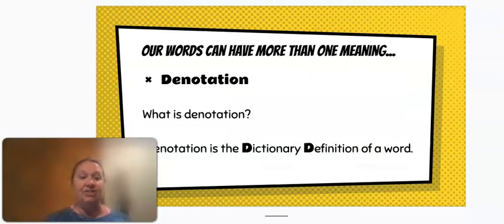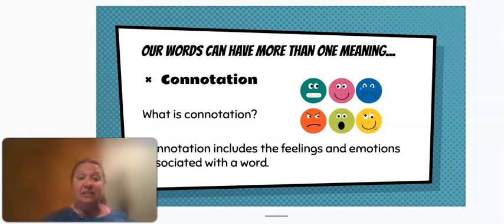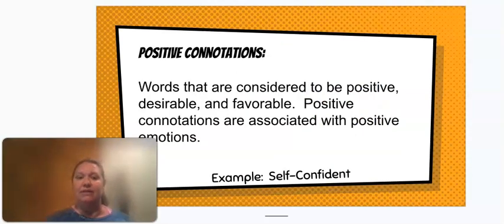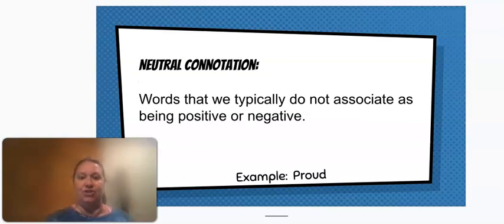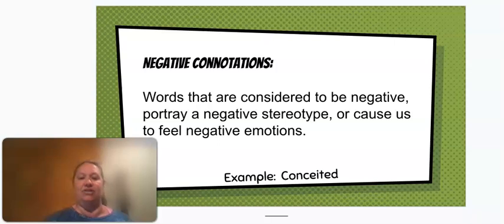Denotation, really easy. Dictionary definition. You look it up in the dictionary, the words that are listed there, that is the denotation. Connotation is a little more difficult. It's the feelings and emotions that are associated with a word. So you can have a positive connotation, for example, self-confident. A neutral connotation, not really positive or negative, for example, proud. Or a negative connotation, such as conceited, which nobody wants to be called that.